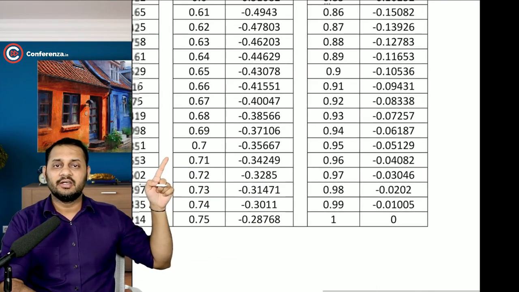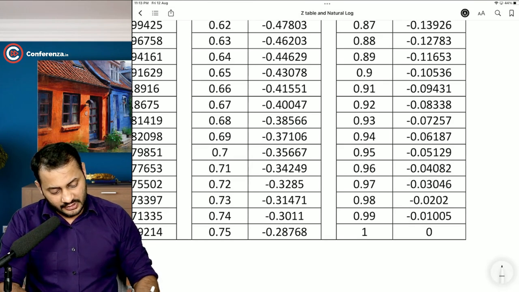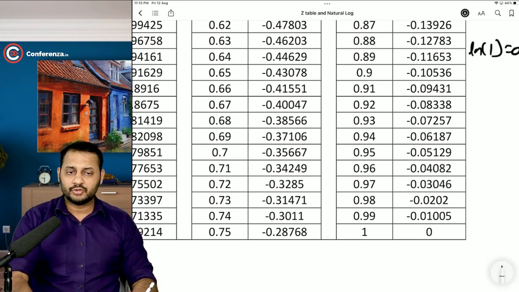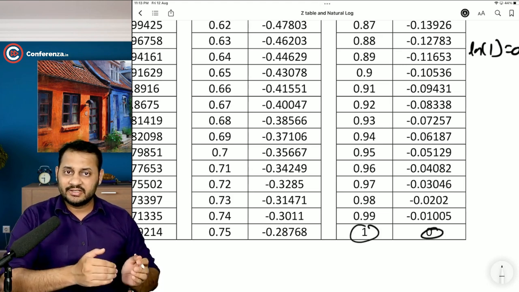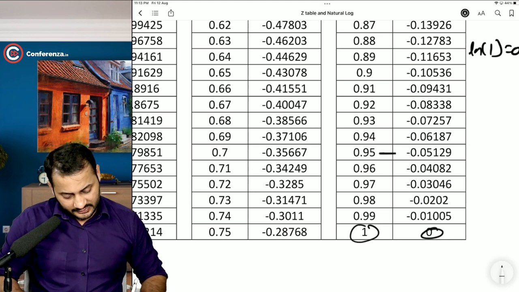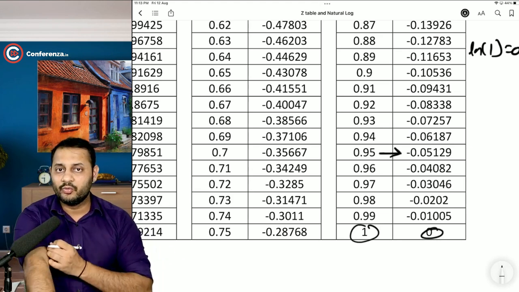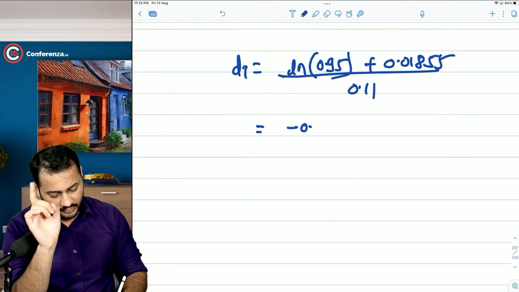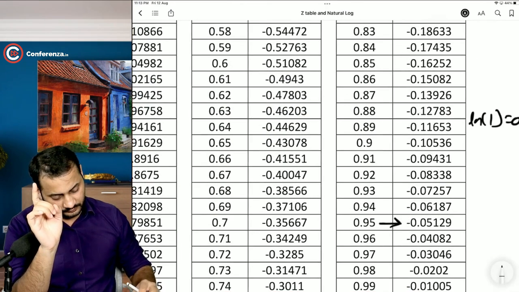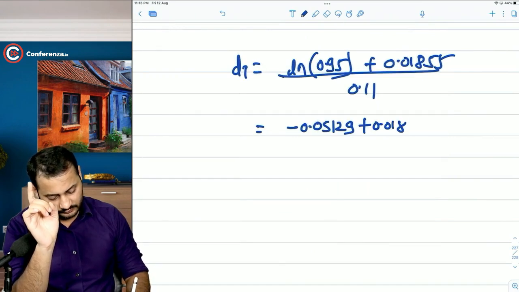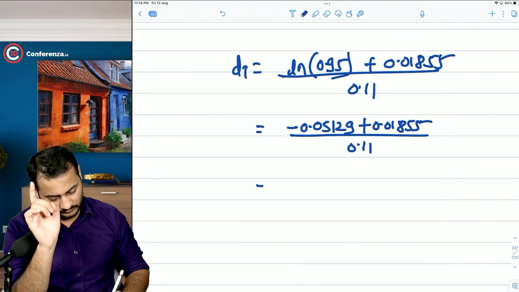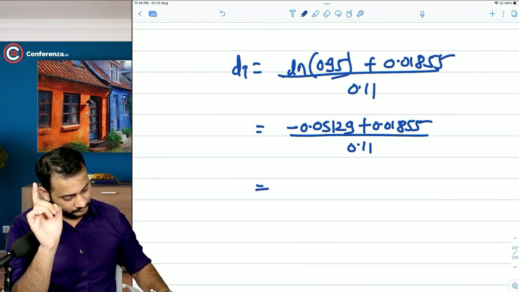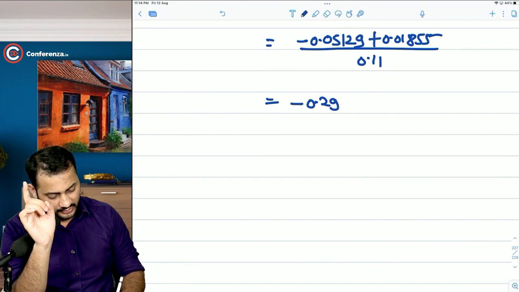0.95. All these values are negative because of 1.0. See, I will show you. Natural log of 1 is equal to 0. So anything less than 1, if you have to calculate, it will be negative. And this is minus 0.05129. Okay, let's write it down. Minus 0.05129. And then try solving this. So this comes to minus 0.2976. This is the natural log. This is D1.